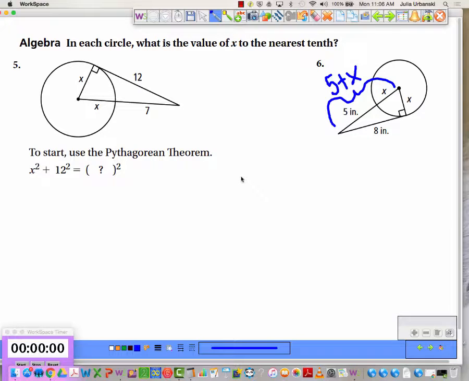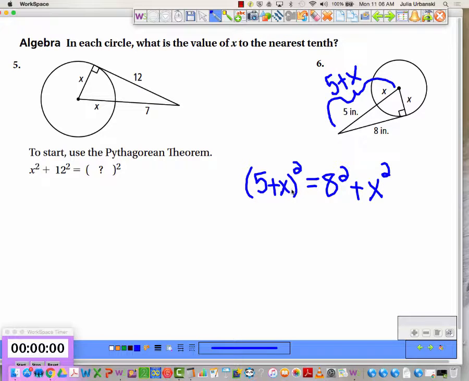So we're going to do c squared equals a squared plus b squared. C squared is the hypotenuse, 5 plus x, equals the other two sides, 8 squared plus x squared. C squared equals a squared plus b squared.